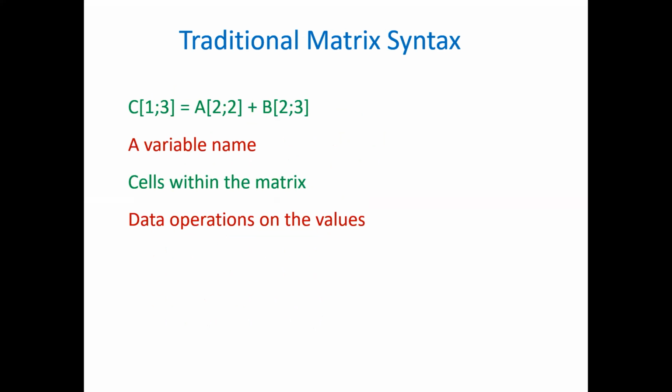Now, here's where it gets interesting from a comparative technology standpoint. In the traditional matrix syntax, which you can see is taken directly from MATLAB, we see that C is a variable name. Then in the square brackets are cells within the matrix. In the first one, it's 1 semicolon 3, which means row 1, column 3. The math is done as you would expect. A and B are added together and returned to C. So very typical, just what you'd expect.